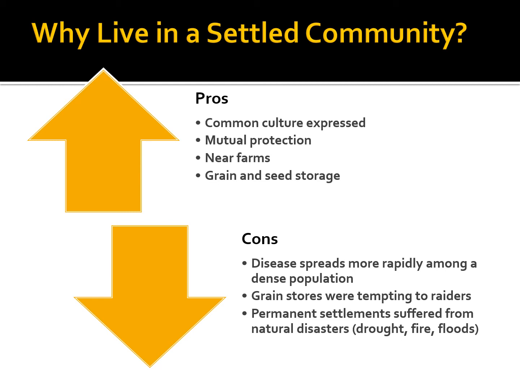Some of the cons, on the other hand, are that disease will spread more rapidly amongst a dense population, and you are providing more opportunities for diseases to mutate and change and for new diseases to develop. Grain stores, of course, are very tempting for neighboring raiders of other human groups that may not be as good or efficient at farming as your village is. And permanent settlements suffered from natural disasters, right? You become more susceptible to things like drought, fire, and floods, because you have invested your time, energy, and you are connected to that land, right? If there's a fire or a drought, you simply can't pick up and move. You'll lose all of your agricultural product.